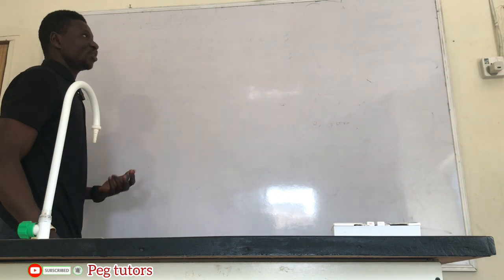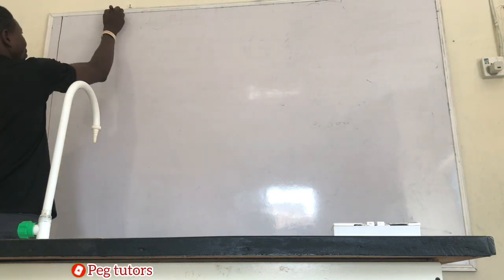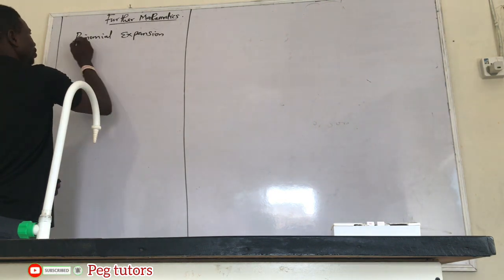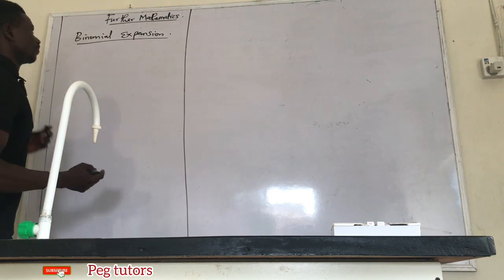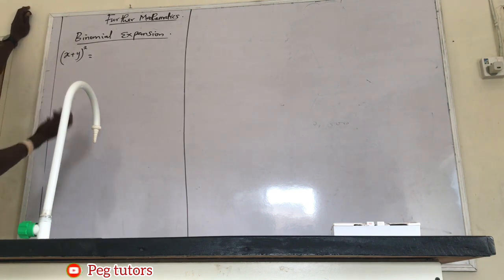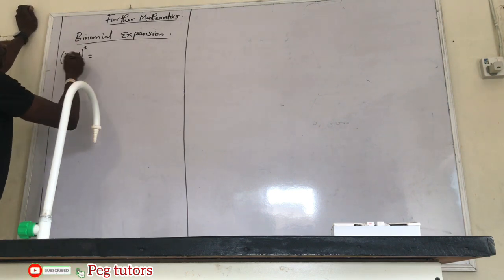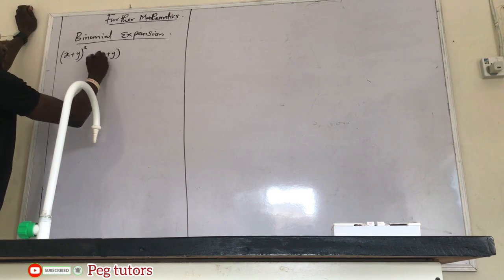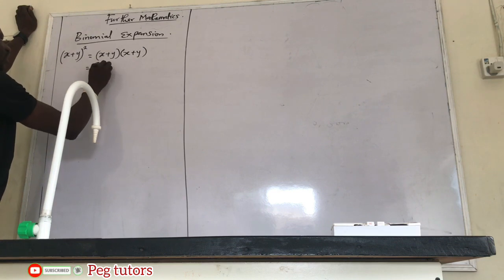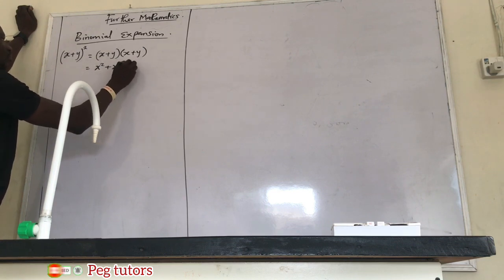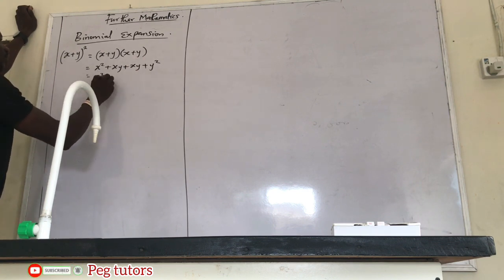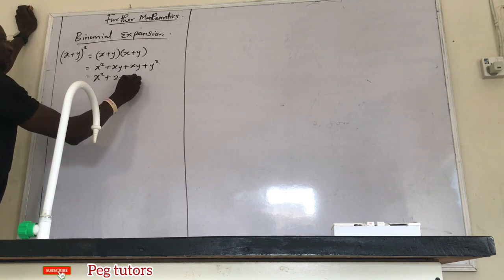Today we're going to be dealing with further mathematics: binomial expansion. You notice very well that when you are solving mathematics and you have a question such as this, it is very easy to expand. Just open the bracket, x plus y, then x plus y. Multiply the two, you would have x squared plus xy plus xy plus y squared. So at the end of the day, you have x squared plus 2xy plus y squared.